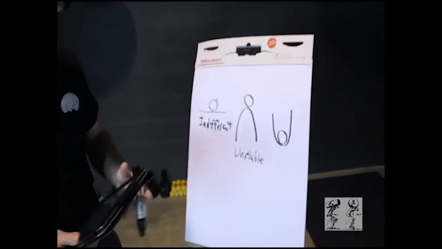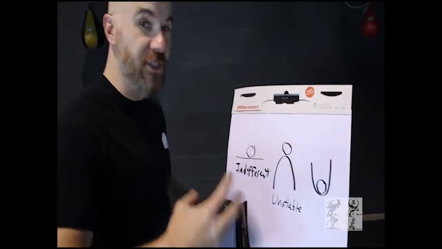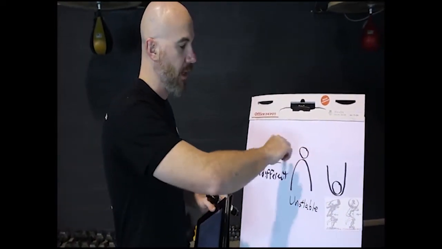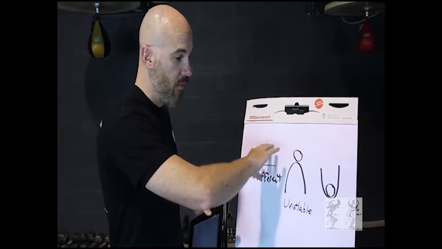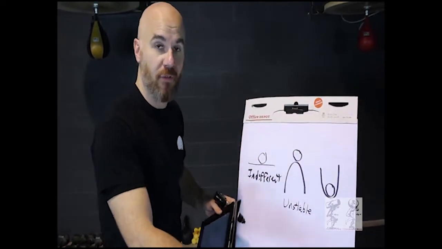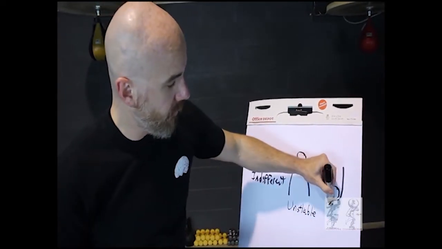Right here is unstable. Why is that unstable? Well, there's no forces acting upon it, but you can see at any point it can go back and forth. It can go whichever direction that you want to push it, whichever way you want to force it. And then you have stable.